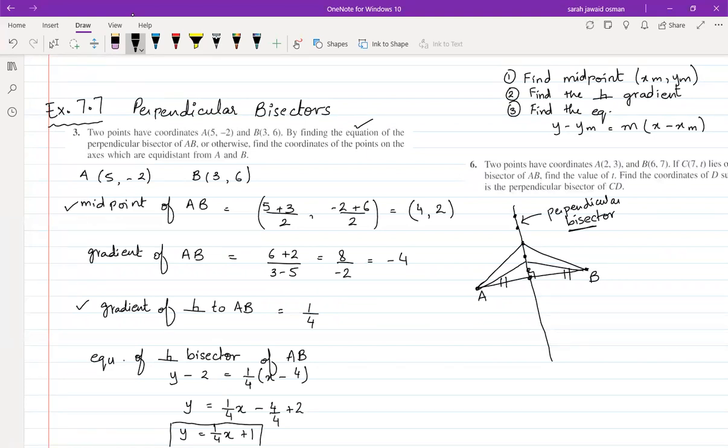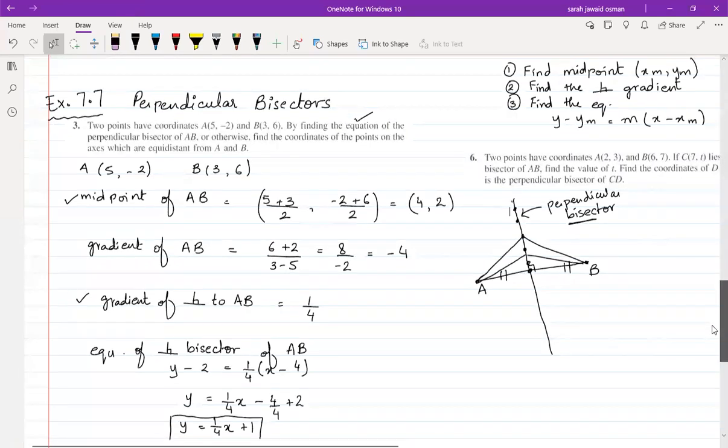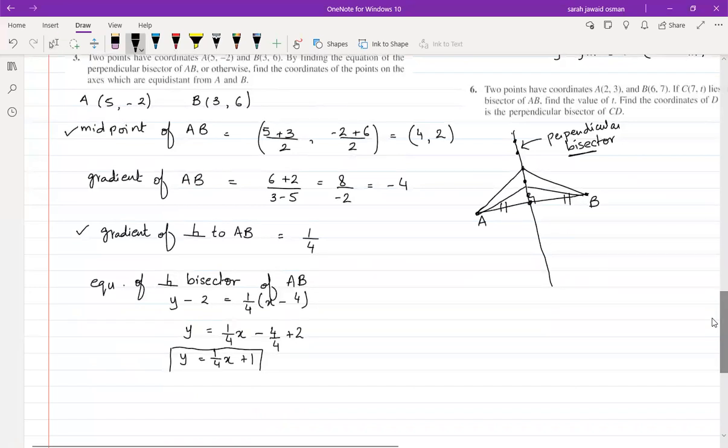So you're required to find the coordinates of the points on the axes which are equidistant from A and B. तो हमें x और y axis के वो points चाहिए जो A और B से equidistant हैं. तो मतलब हमें वो जो points होंगे वो perpendicular bisector के points होंगे, जिसका हमने अभी equation निकाला है. तो ये जो line equation हमने निकाला है अब, वो x एक्सिस और y एक्सिस को कहां इंटरसेक्ट करता है.